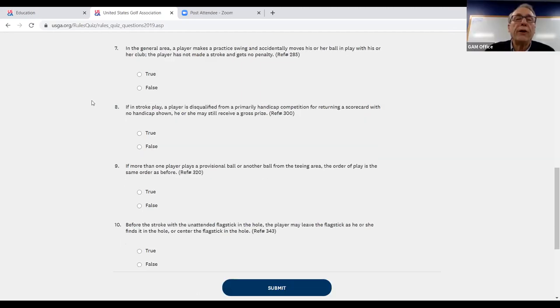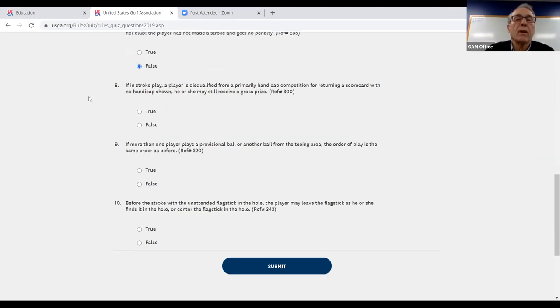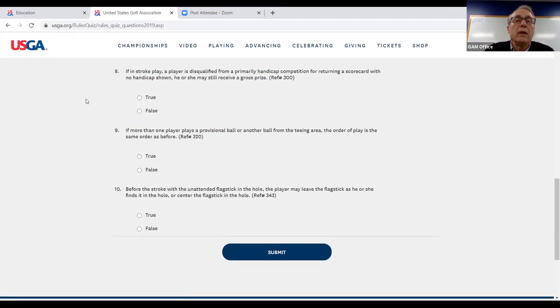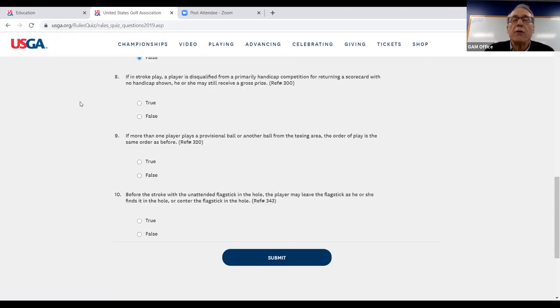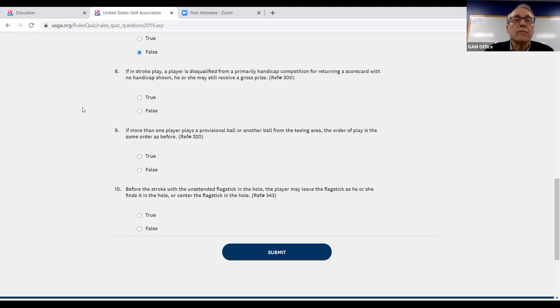Seventh question: in the general area, a player makes a practice swing and accidentally moves his or her ball in play with his or her club. The player has not made a stroke and gets no penalty. False. Everybody agree on false? Yeah. If that were on the teeing area, that'd be a lot different, right?